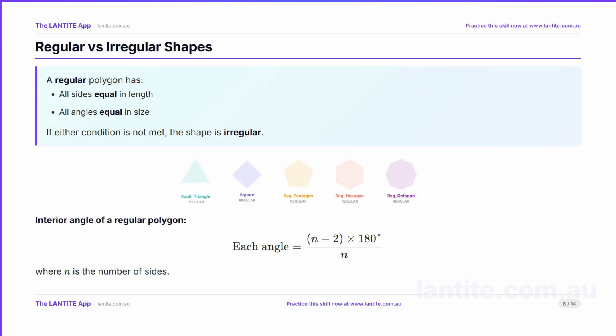A regular polygon has all sides equal in length and all angles equal in size. Both conditions must be met. If either is not satisfied, the shape is irregular. For example, a square is a regular quadrilateral, but a rectangle is irregular because its sides are not all equal. The formula for each interior angle of a regular polygon is n-2 times 180 divided by n, where n is the number of sides. For a regular hexagon, that gives 4 times 180 divided by 6, which is 120 degrees.